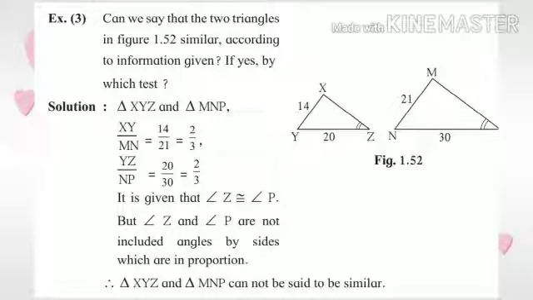Now observe here the congruent angles, angle Z and angle P, are not in between the corresponding proportional sides. So therefore here the SAS test is not applicable. So that's why these two triangles are not similar by the SAS test. That means the SAS test is not applicable in these two triangles. So therefore triangle XYZ and triangle MNP cannot be said to be similar.